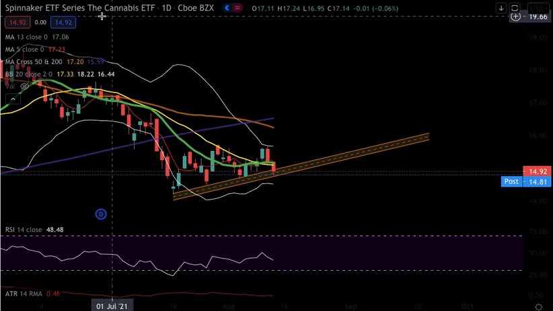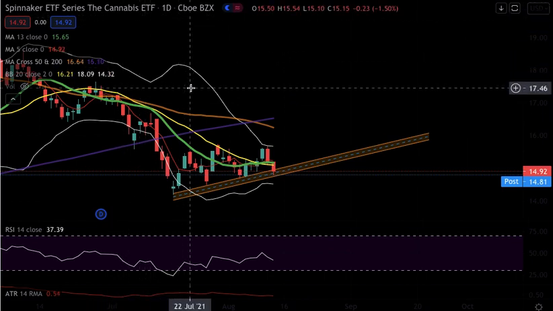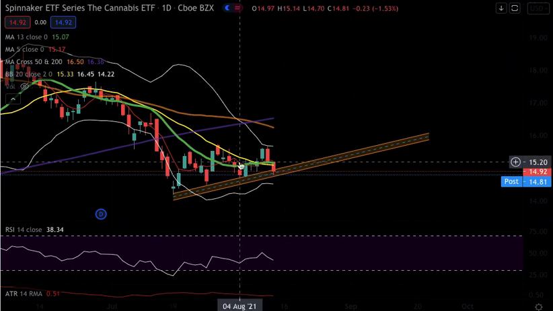THCX. Okay, this is the cannabis ETF. It's similar to SPY and QQQ. Those are ETFs, but this is an ETF for the weed sector.